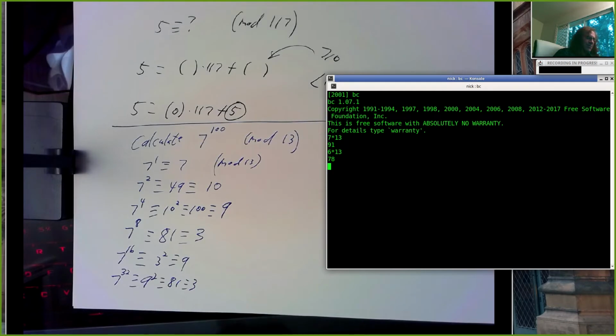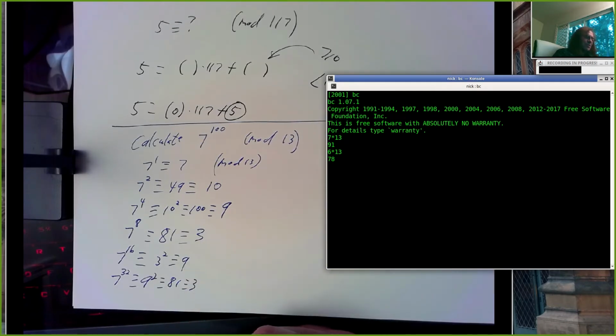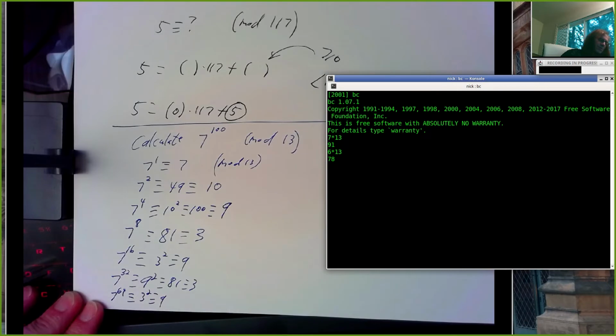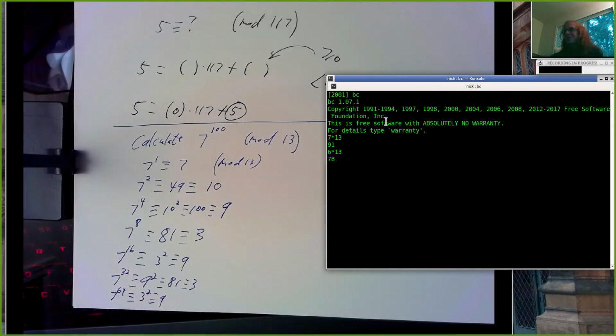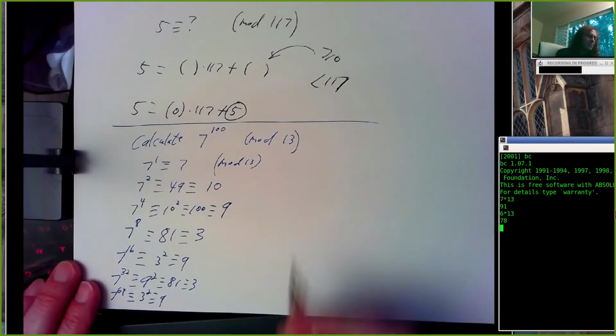Right? And I know that if something's congruent to 3, its square will be 9. If it's congruent to 9, its square will be 3. So let me squeeze my last one in here. This will be 3 squared, which is congruent to 9. So now I've got my table of 7 raised to powers of 2.